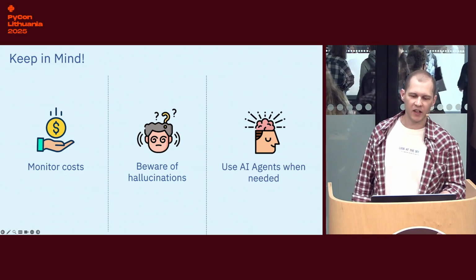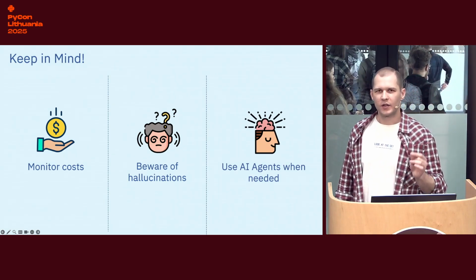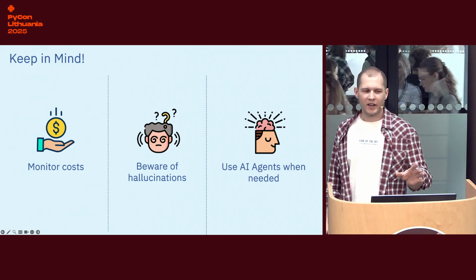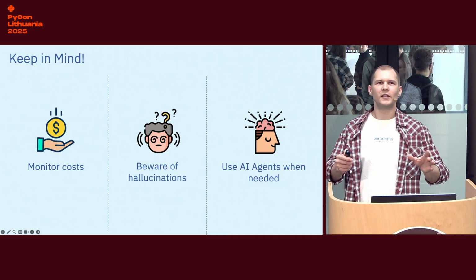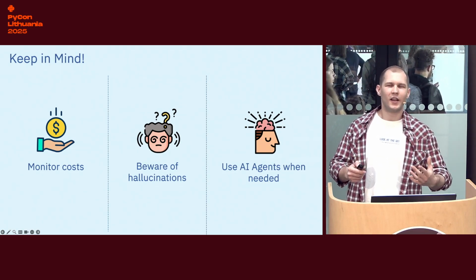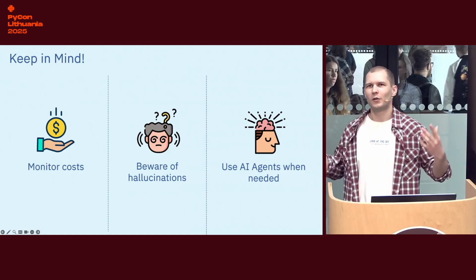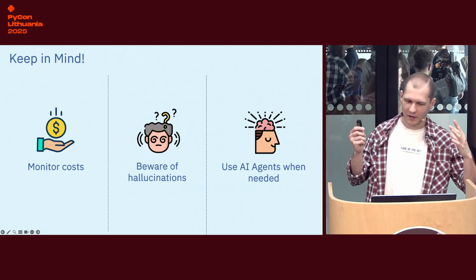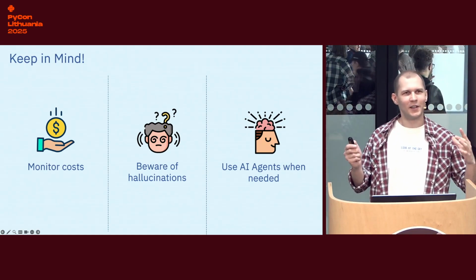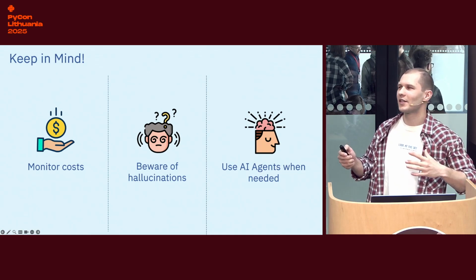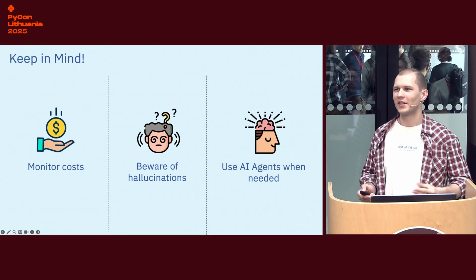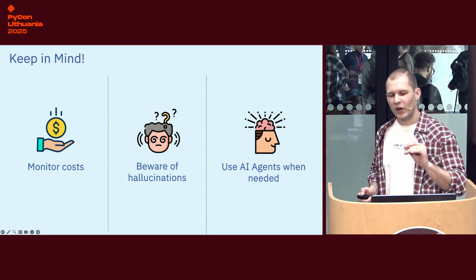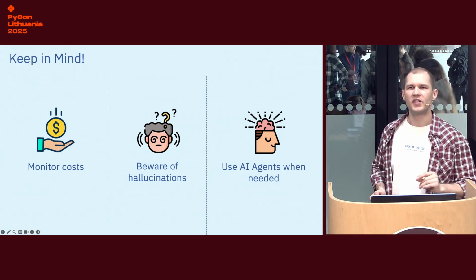And finally, use AI agents when needed. What I mean by that is, let's say you have a problem that you feel could be solved with AI. It doesn't necessarily mean that you need to implement a team of agents to solve that. Sometimes maybe it's just enough to have a good prompt and a call to the database, and that's it.